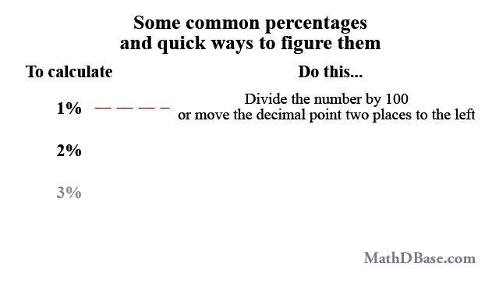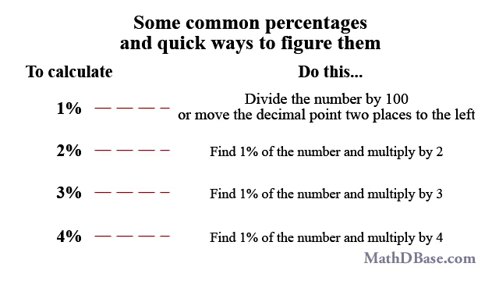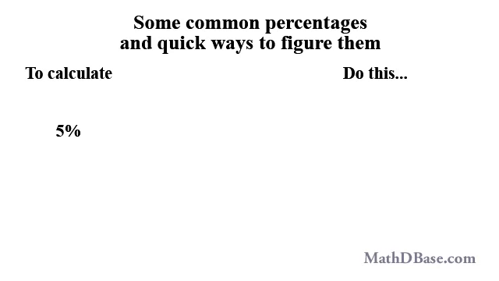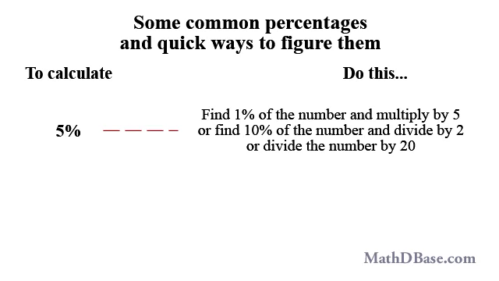To find 2, 3, or 4% of a number, first find 1% of the number, then multiply that result by 2, 3, or 4. To find 5% of a number, find 1% of the number and multiply by 5, or find 10% of the number and divide by 2, or divide the number by 20.